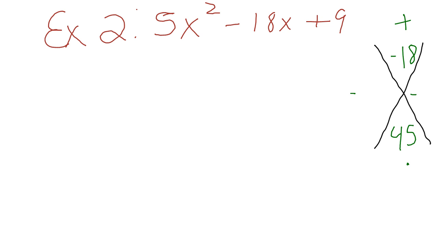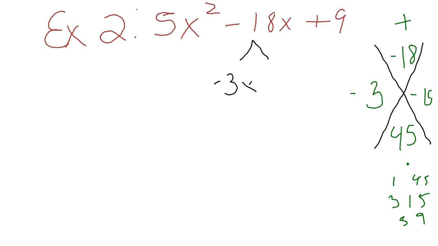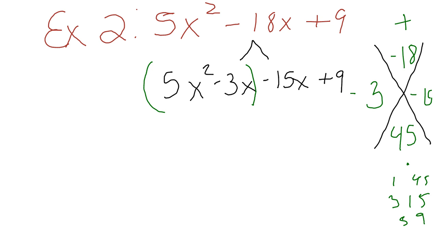My factors of 45 are 1 and 45, 3 and 15, and 5 and 9. 3 and 15 would add up to 18, which make my factors. So I'm going to break my negative 18x into negative 3x minus 15x, bring down my positive 9, and bring down my 5x squared. Then we're going to group these. Looking at this, there was not a plus sign here, it was a negative sign, so I'm going to put a plus sign right there.